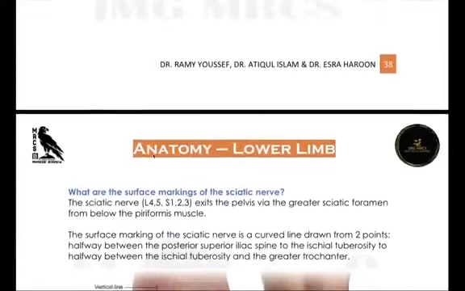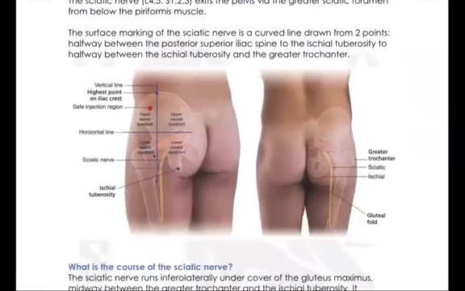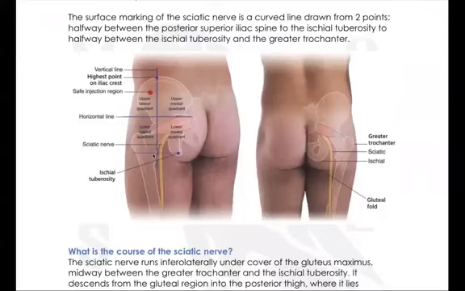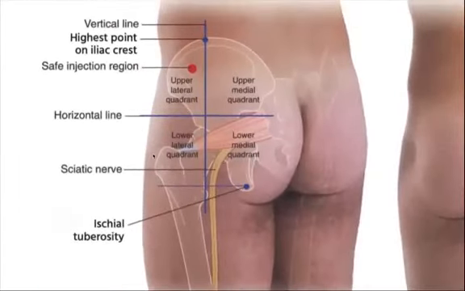Okay, next is a very important thing about the surface marking of the sciatic nerve. About the surface marking of the sciatic nerve, you have to make 2 points. Point 1 is from the posterior superior iliac spine to the ischial tuberosity. Okay, this is point 1.